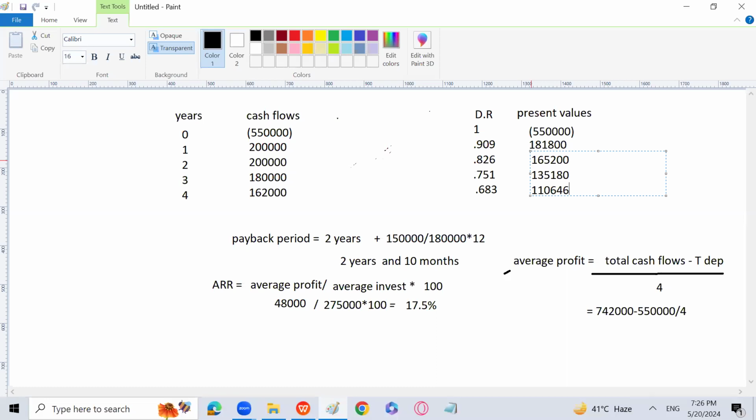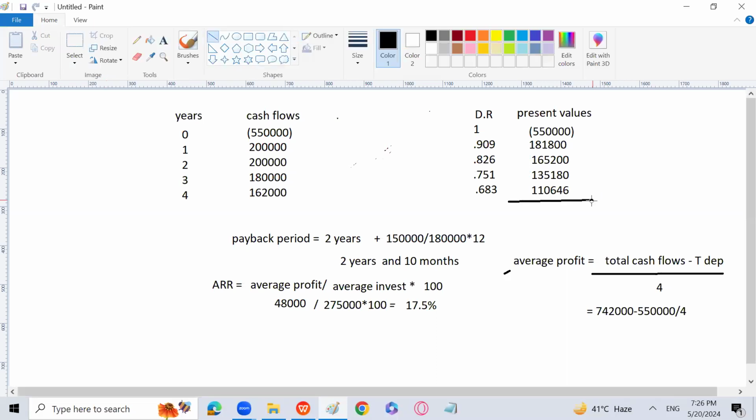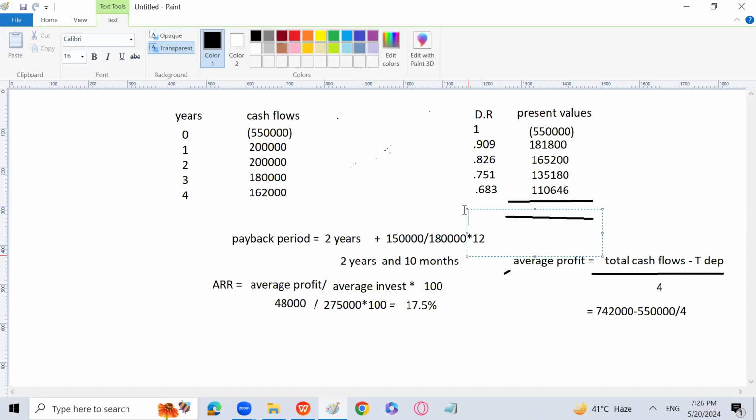Now what I will do, I will add up all the positive values and subtract 5,50,000, and that will be my NPV or net present value. If NPV is greater than 0, we will accept the project. And if NPV is negative or less than 0, we will reject the project. Because NPV gives you the positive inflow we are getting by investing in the project in absolute terms, that much amount you are getting after 4 years in true terms.